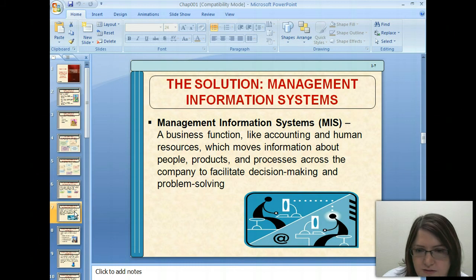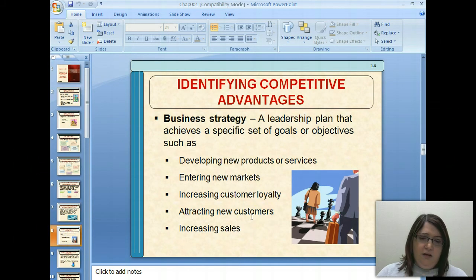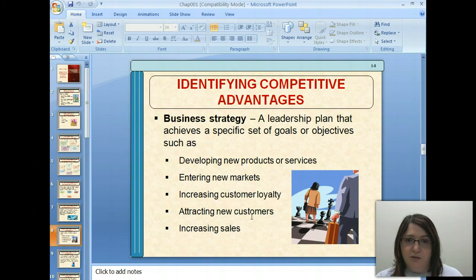So management information systems is basically a business function where you move information across the different departmental areas. And then the business strategy. So essentially with business strategies, they encompass a lot of different things. I'm sure you've covered that before in other classes. Business strategies are basically your plans, goals, objectives, as the PowerPoint says.